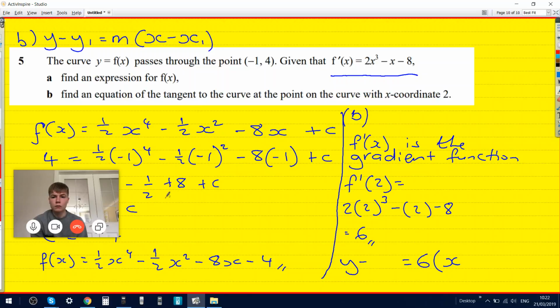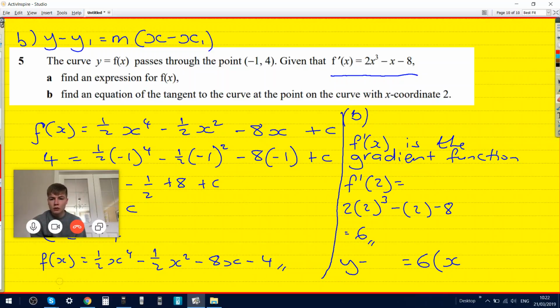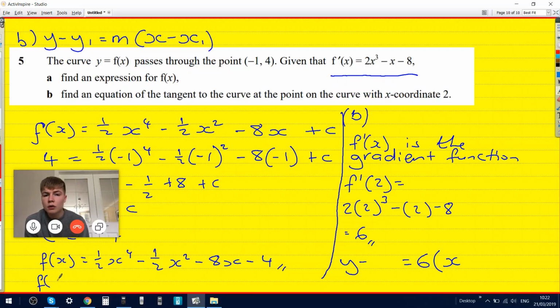I can't think, I don't know. So this thing that we found, the f of x, another way of writing that would be y equals. So just put the x coordinate into the equation we've got. Yeah. And so what x are we putting in? 2. That's it. So we would do the f of 2.